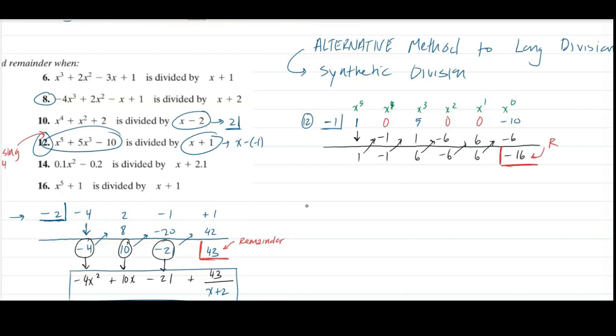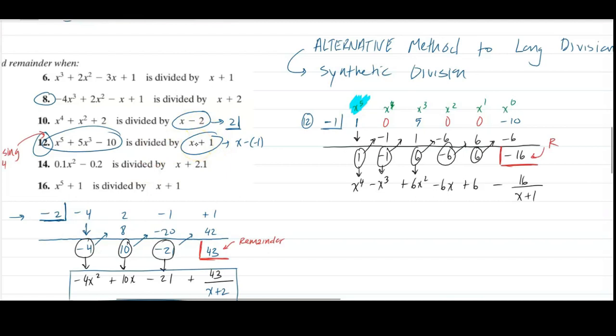And so let's go ahead and write in the answer. So realize that we started off with x to the power of 5. So your answer is going to start off with x to the power of 4. So let's go ahead and start. The answer is going to be 1x to the power of 4 minus x to the power of 3 plus 6x squared minus 6x plus 6, and finally minus 16 divided by the original divisor, which was x plus 1 in this scenario.